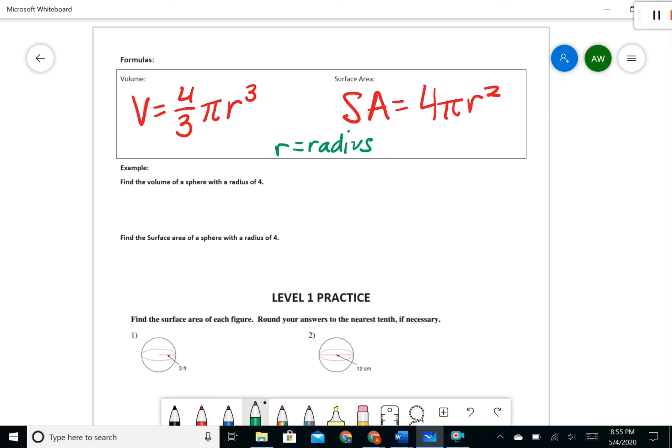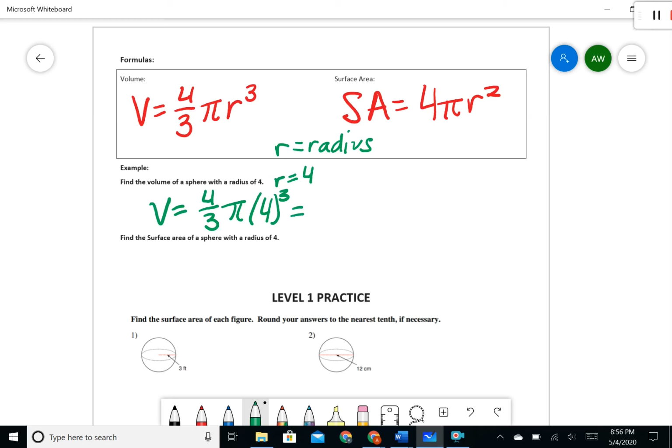So let's try these equations out, and then you'll work on some practice on your own. Our first example here says to find the volume of a sphere with a radius of 4. So we know that in this case, r is equal to 4. If I want to find the volume here, I'm just going to plug in my equation. So volume is equal to 4/3 pi times 4 cubed. Remember that this cubed means I'm doing 4 times 4 times 4.